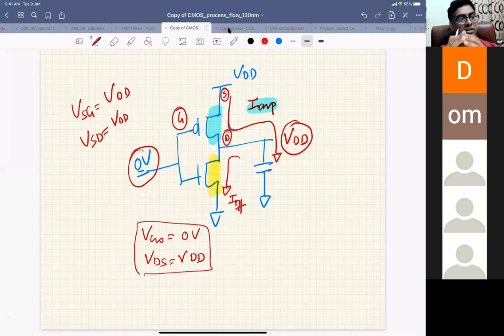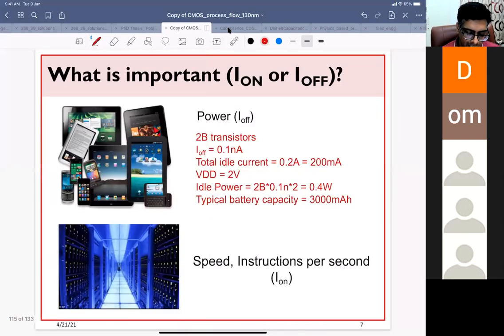Off current is also important because if nothing is happening and you do not have any signal, all the transistors are off, but your power supply is on, so every transistor is drawing some current. That current is your off current. Off current is important in the standby mode.